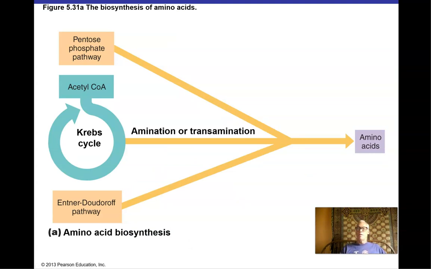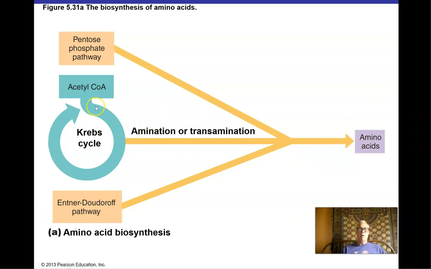Amino acids can be synthesized by reversing the exact reactions we saw before. The pentose phosphate pathway, that 5-carbon sugar pathway, can produce some intermediates that can then be used. They can be aminated. We can add a nitrogen group on there and produce amino acids, or we can take intermediates from Krebs cycle, various places along the Krebs cycle, and aminate those and produce amino acids. Entner-Doudoroff pathway, that alternative to glycolysis, produces some other intermediates that again can be used to produce amino acids. Now we can get the full complement of amino acids.